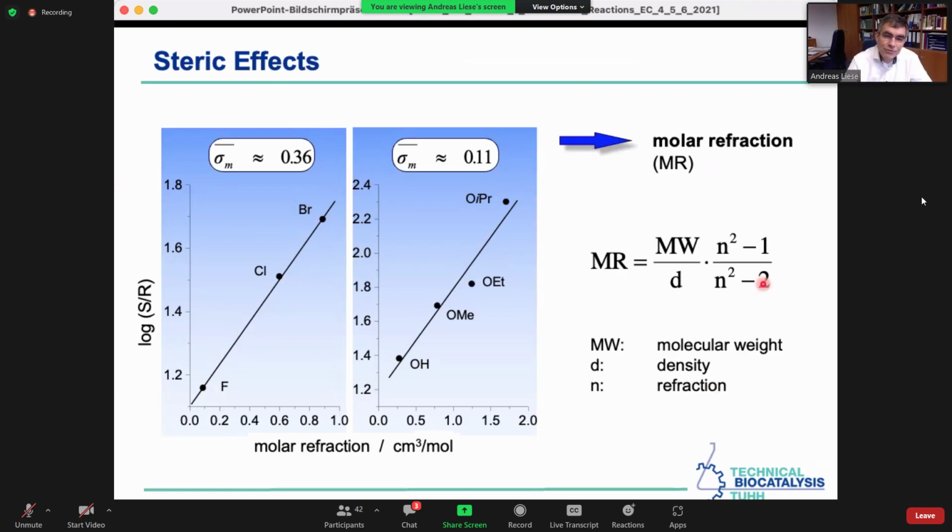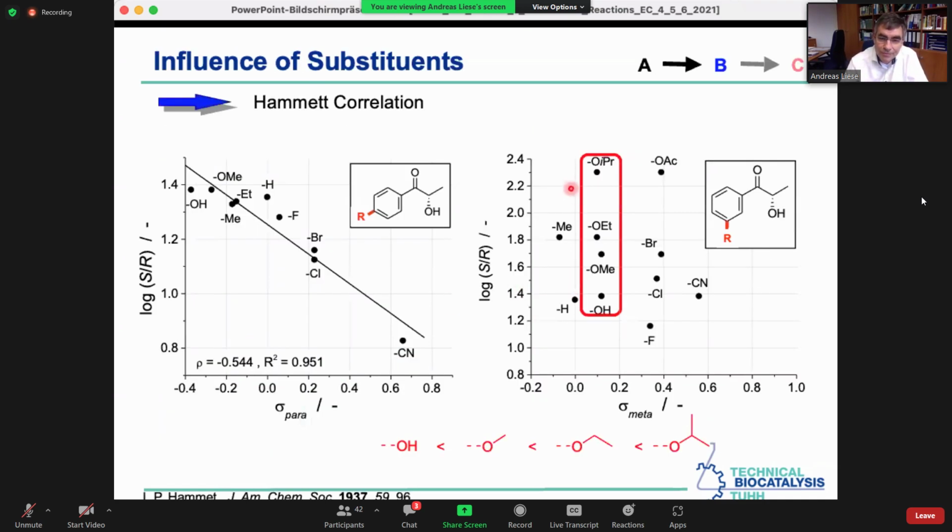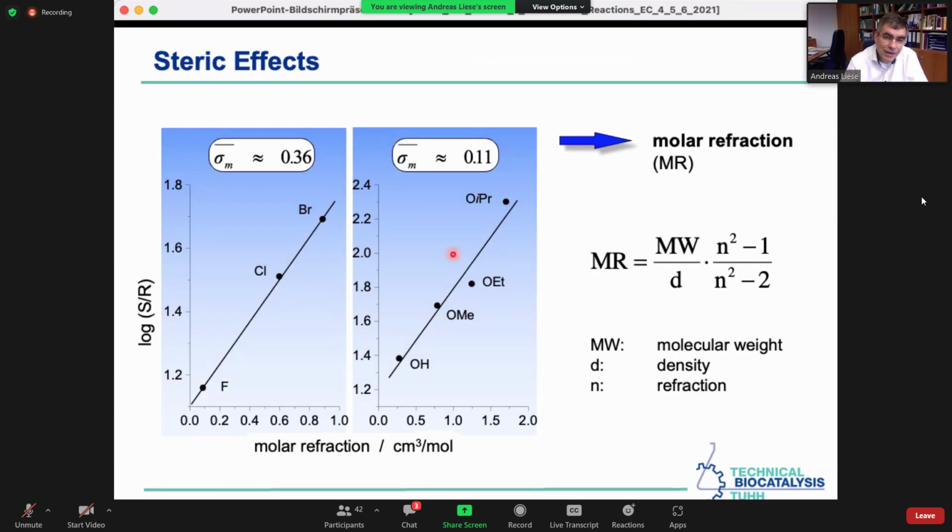And if we calculate the molar refraction for the individual compounds, these rows, what you see here in size, at the same sigma parameter. Same sigma parameter means same electronic effects. You can see once again we have a clear correlation. And this is technology that's being used nowadays.